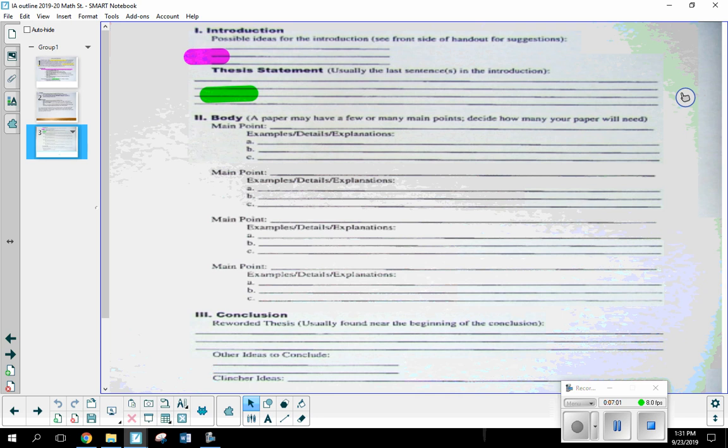And then, of course, your conclusion, a reworded thesis, usually found near the beginning of the conclusion. Basically restating your topic sentence. And the conclusion is just that, tying up all the loose ends, restating a lot of the conclusions that you came to, your interpretations, and why you did the thing you did.